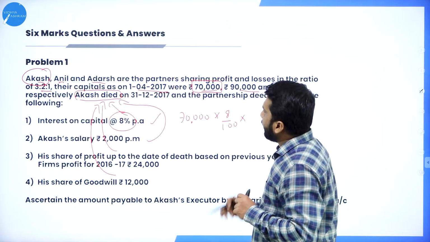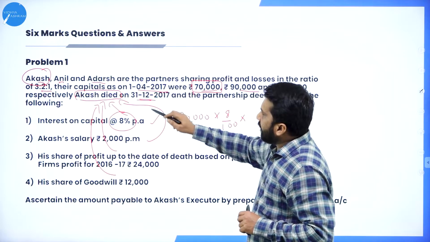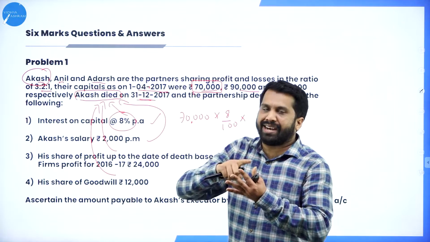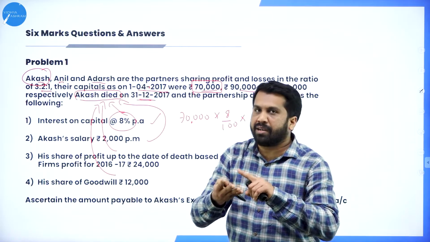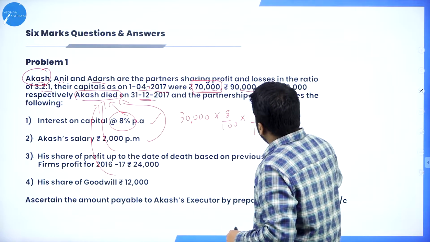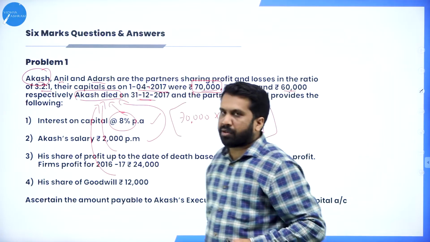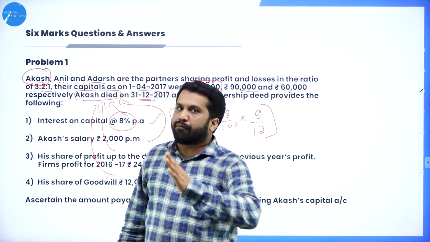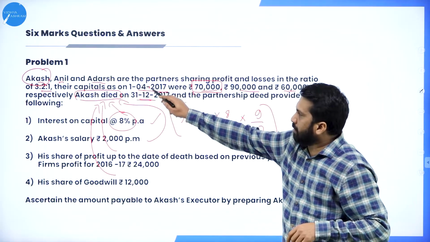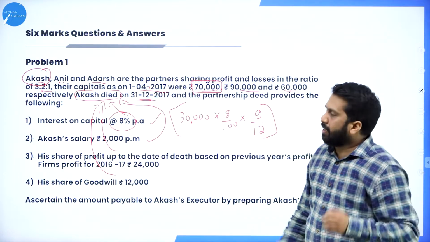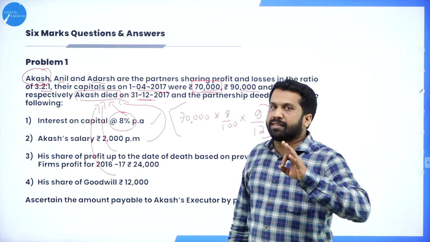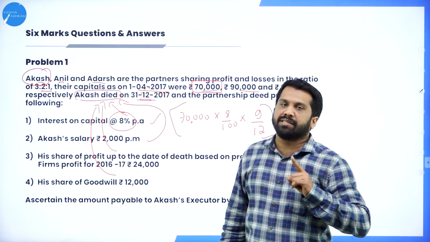Now, he died on 31st December. When the year begins, April, May, June, July, August, September, October, November, December. He was alive for how many months? 9 months. So, 9 divided by 12. Hope you got it. From when the financial year begins, from April till December, if it is the beginning of the month, consider; end of the month, consider. So it will be considered as complete 9 months he was alive.